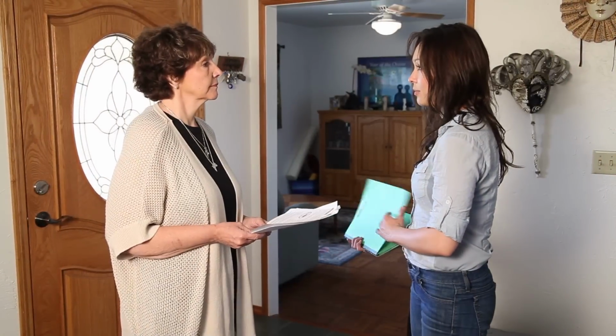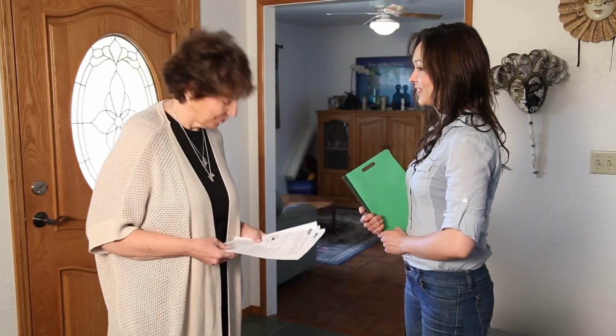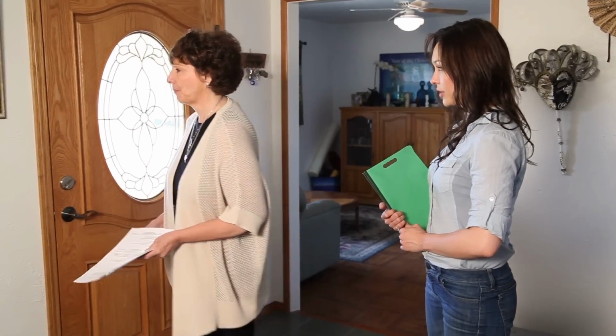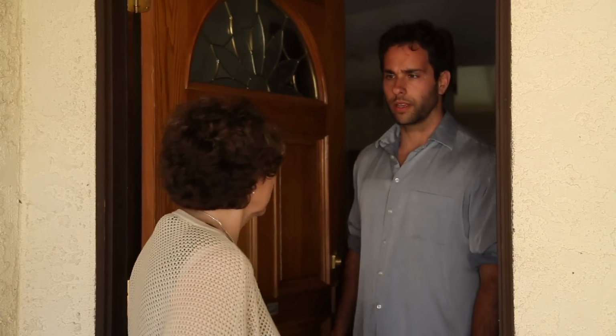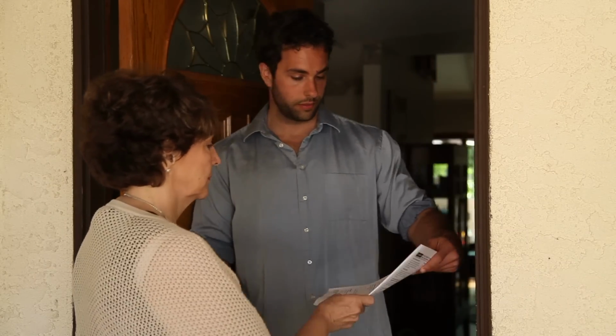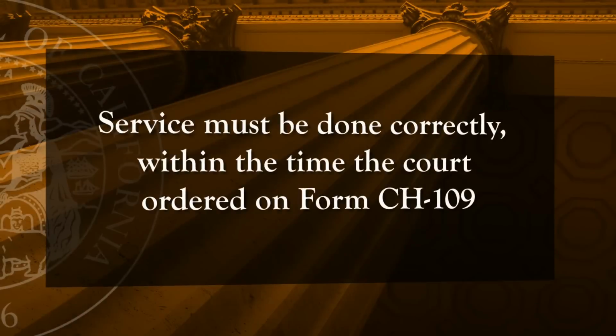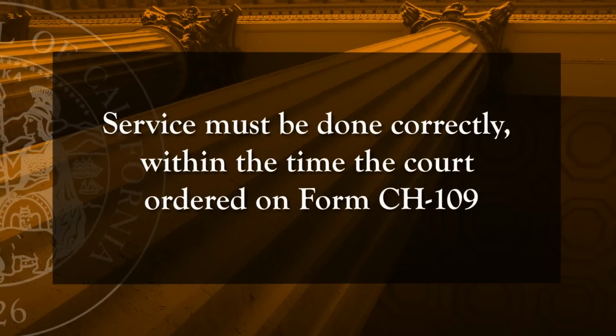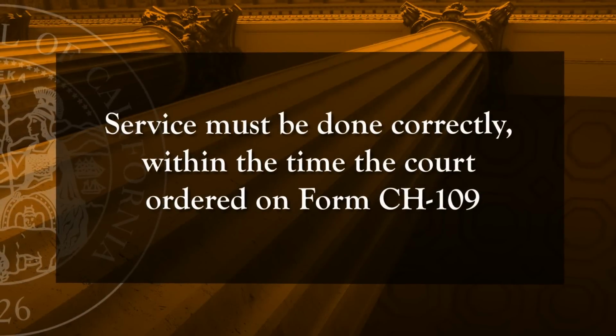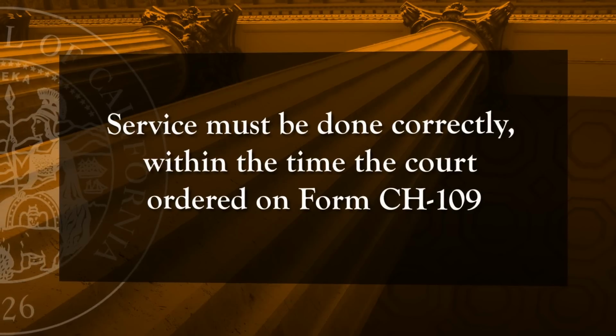After the court schedules the hearing, the protected person must arrange for an adult who is not involved in the case to personally deliver all of the forms listed in CH-100 and CH-110 to the restrained person. This is called service and lets the restrained person know about the hearing and about any temporary restraining order. Service is very important. It must be done in the correct legal way and within the time the court ordered on the Form CH-109.